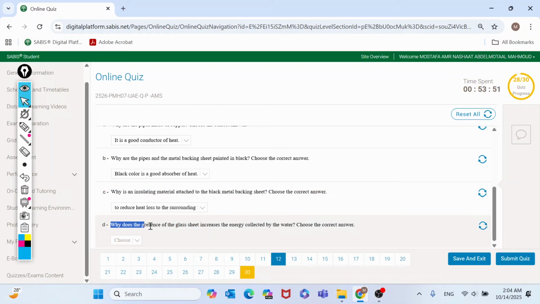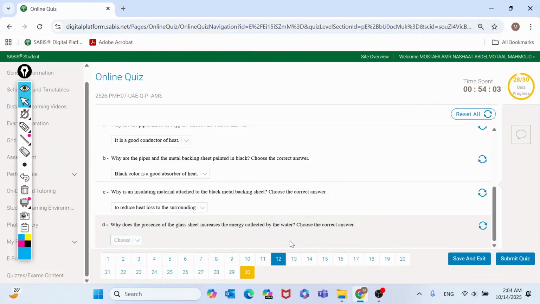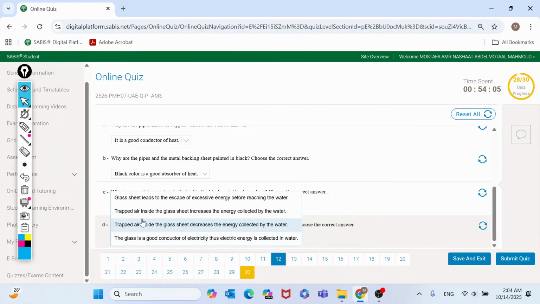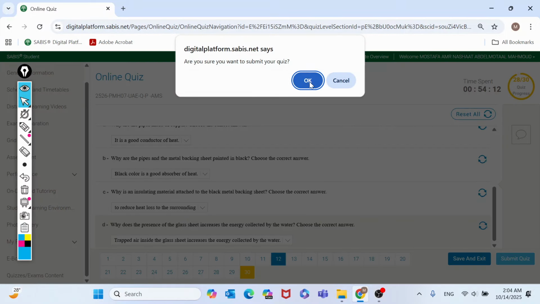Okay. Why does the presence of the glass sheet increase the energy collected by water? Trapped air inside the glass sheet increases the energy collected. That's not what they're asking. Why does it do that? Glass is a good conductor. Okay, no, this is the only one that kind of makes sense. Okay, inshallah, I got that last question.